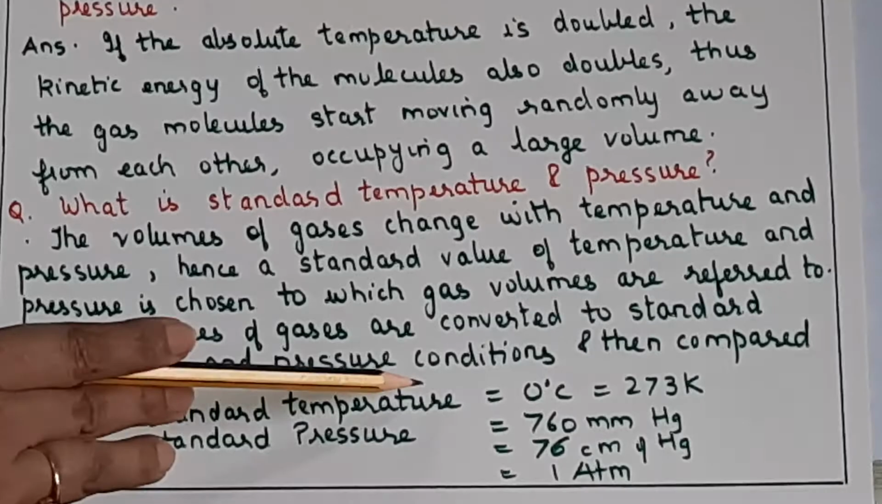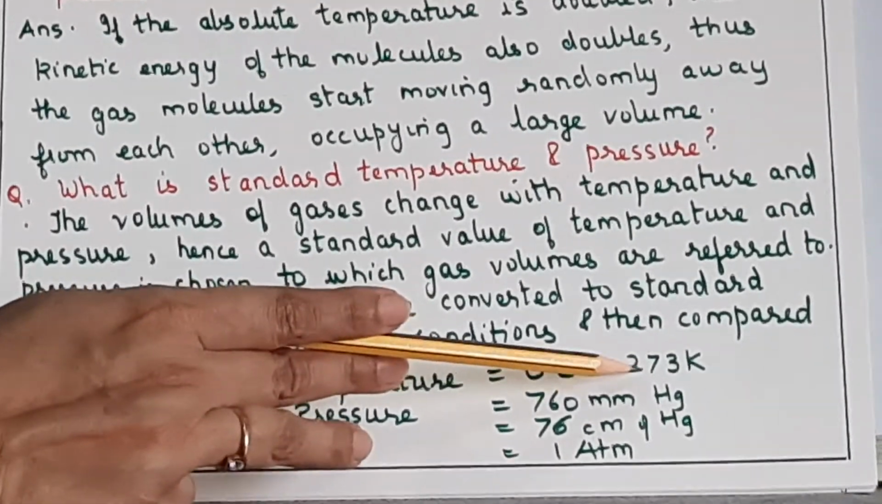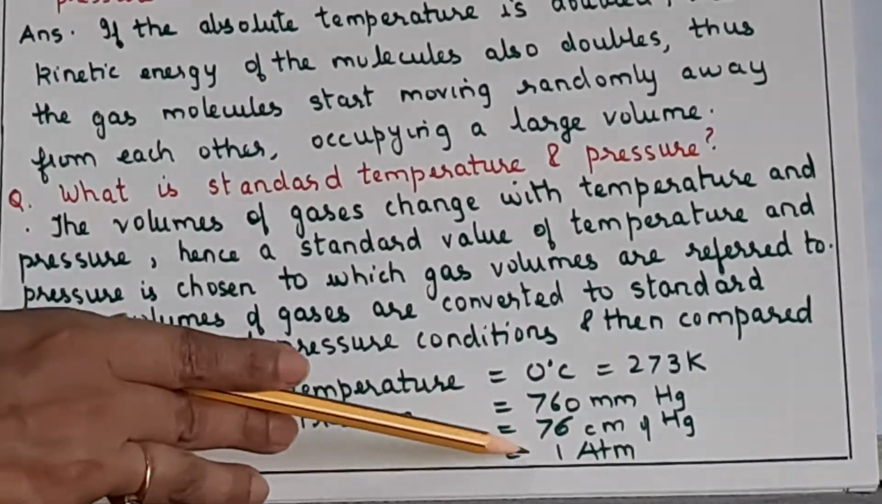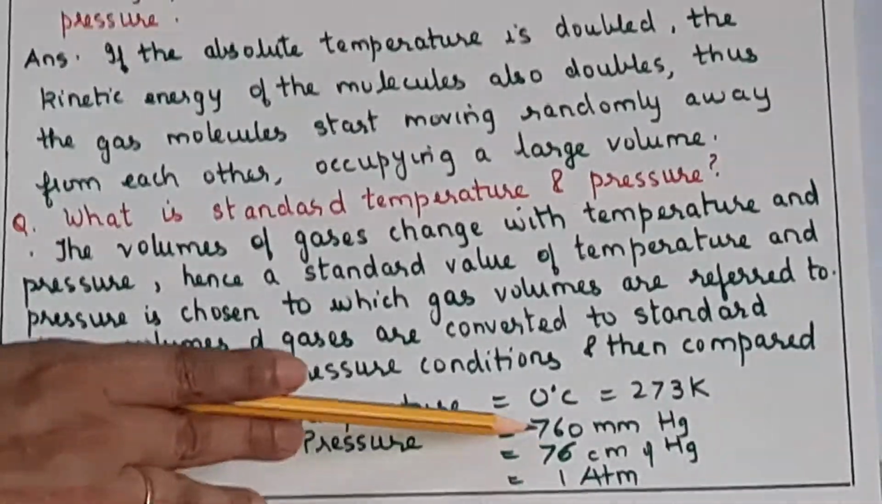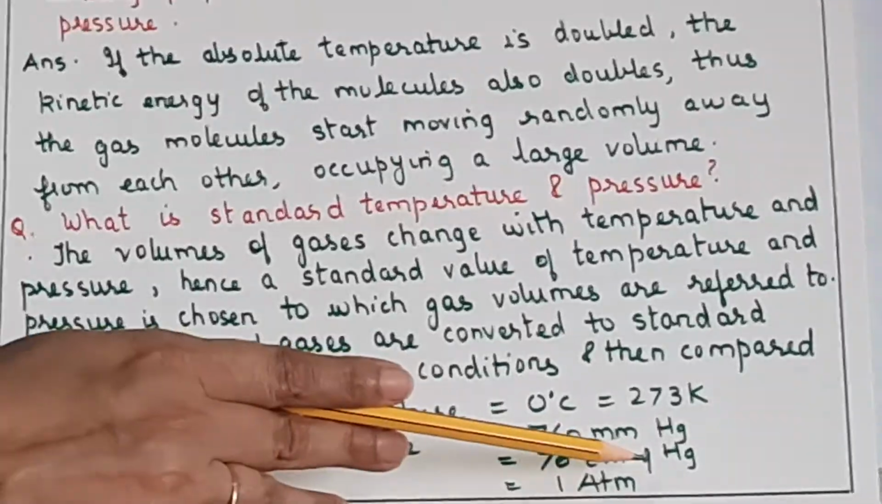So the standard temperature is 0 degrees Celsius, which is nothing but 273 K, and standard pressure is 1 atmosphere, which is nothing but 760 mm of mercury or 76 centimeters of mercury.